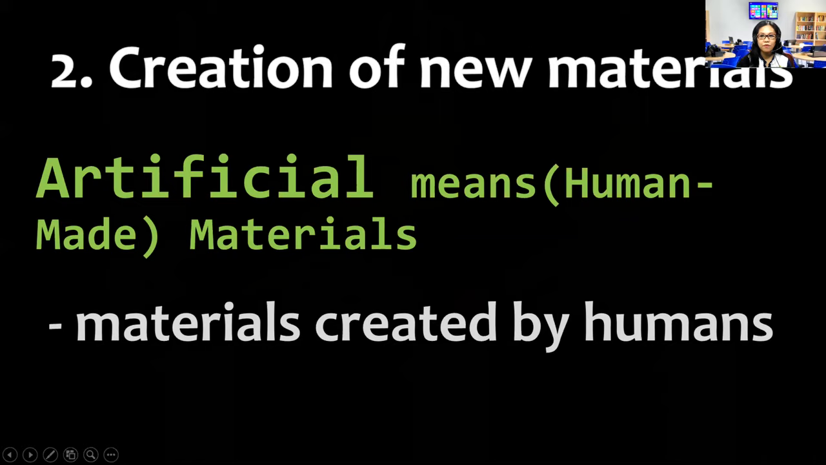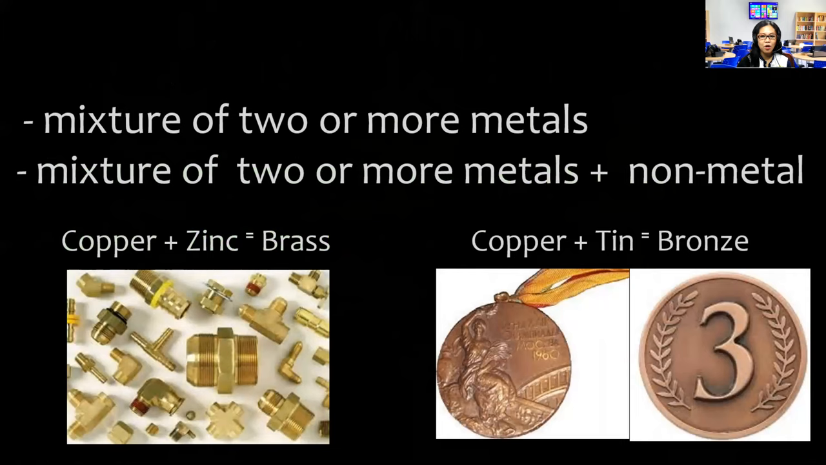Okay. Number two, creation of new material. So, people create different materials. If people make materials, we call that artificial materials. It means human-made materials. These are materials created by humans. Okay, so examples of man-made or artificial materials.